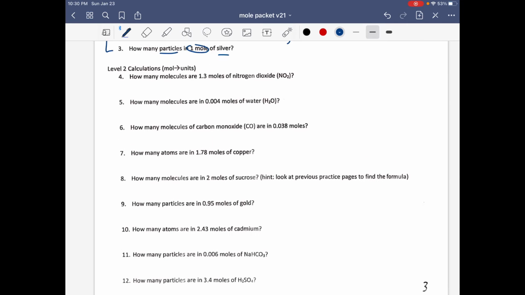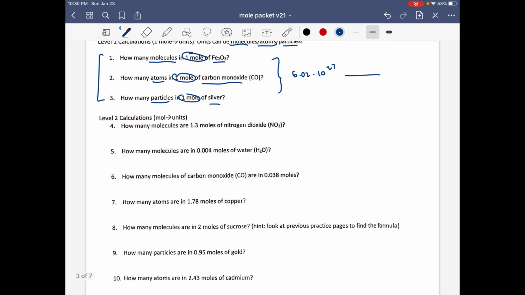Okay, let's do an example. How many molecules are in 1.3 moles of nitrogen dioxide? They're giving us 1.3 moles of nitrogen dioxide. You need to find how many molecules are in that. So you want to put mole somewhere where it'll cancel out because we don't need it. So you put it on the bottom and put molecules somewhere where it won't cancel out, which would be the top.